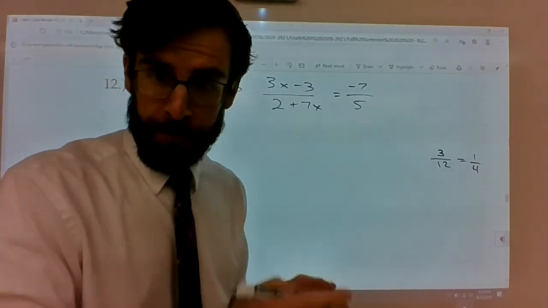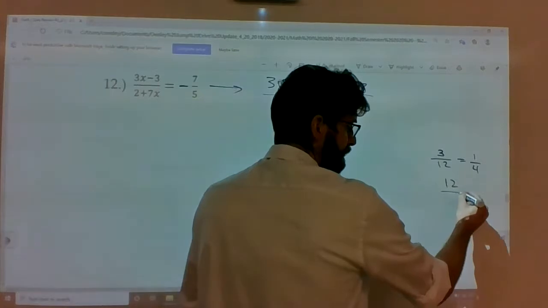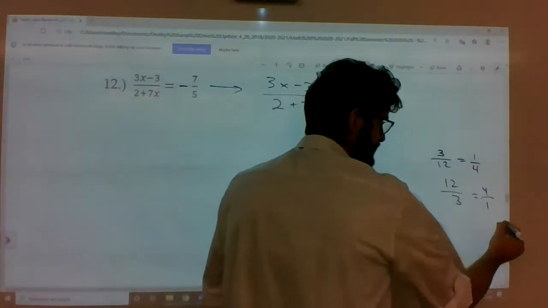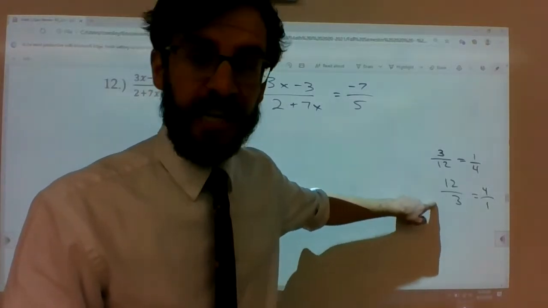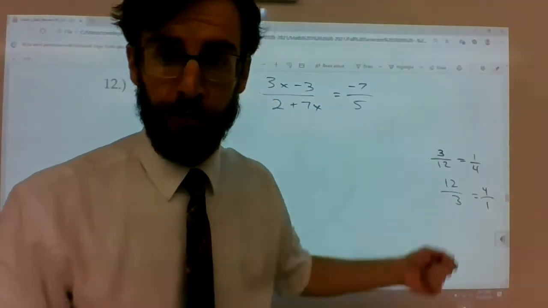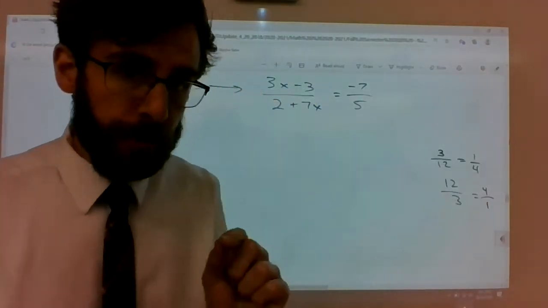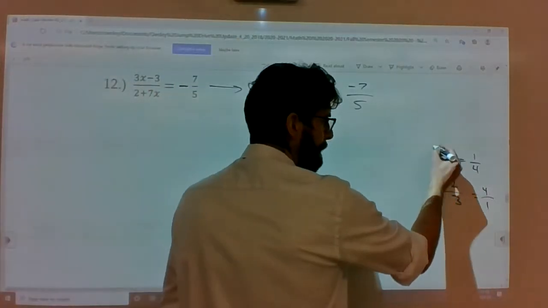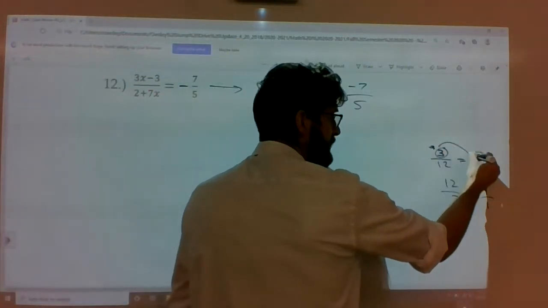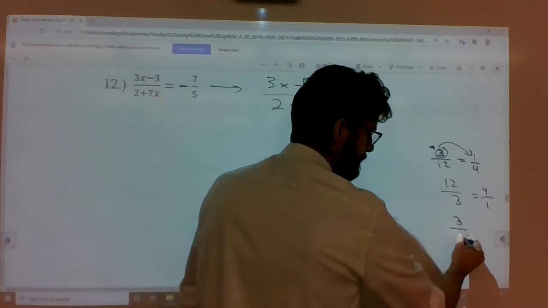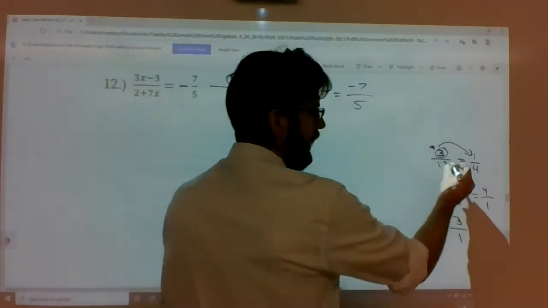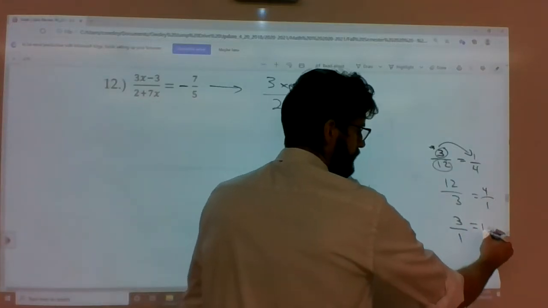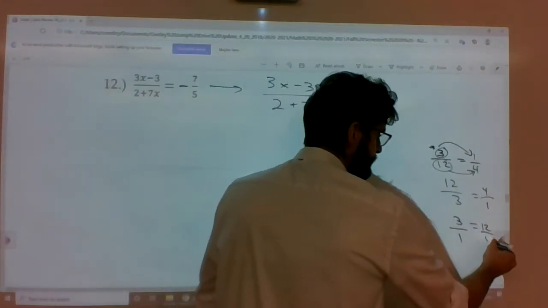I'm allowed to flip the first fraction and set it equal to the second fraction flipped. That checks out. 12 divided by 3 is 4. 4 divided by 1 is also 4. You can also take the top divided by the top, and it should yield the exact same value of the bottom divided by the bottom.